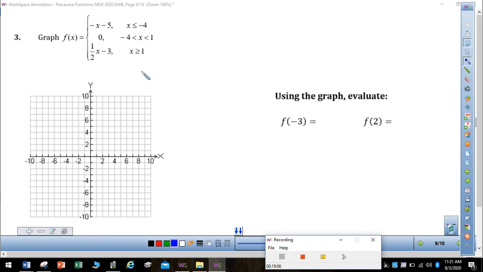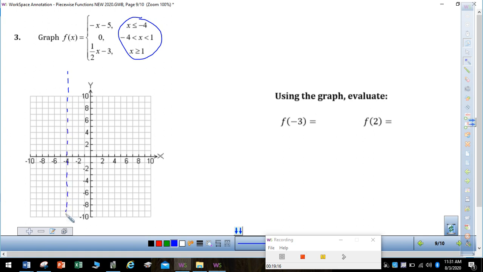All right, this next graph actually has 3 pieces. We can tell because there's 3 equations here. And so we're actually going to have 2 boundary lines. We're going to have a boundary line at -4 and another boundary line at 1. So let's go ahead and draw in a boundary line through -4, and then we'll draw another one through +1.